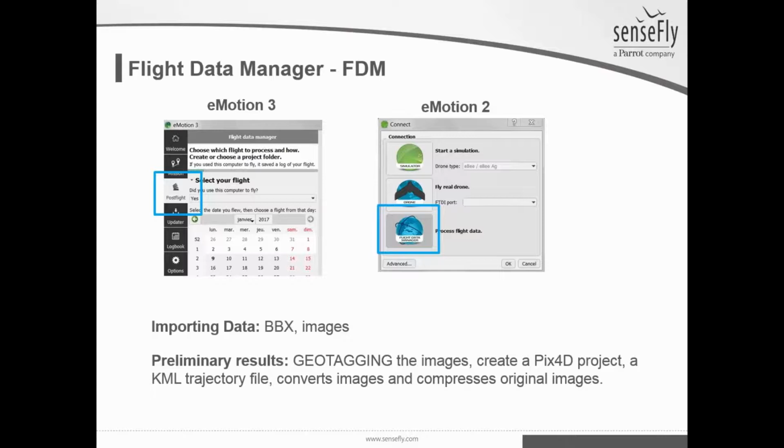And of course, the images are also converted and compressed depending on which data format they are taken in. For example, for Albris, we collect the images in a raw format and then need to convert it to a format that Pix4D can work with. That will be JPEG or TIFF.